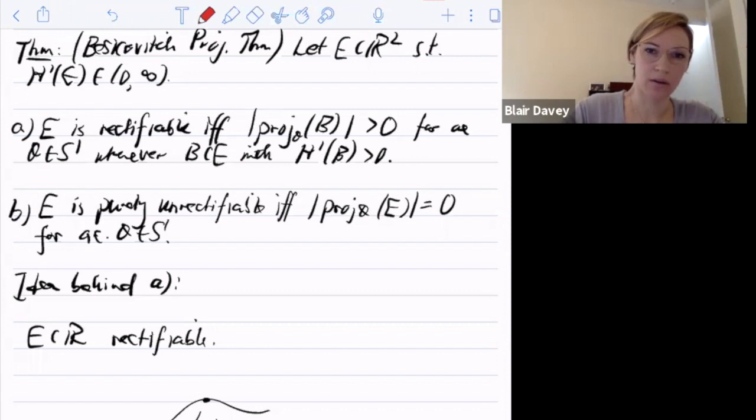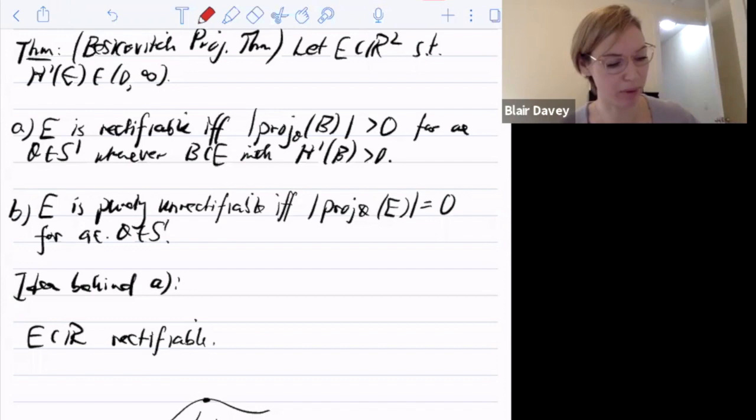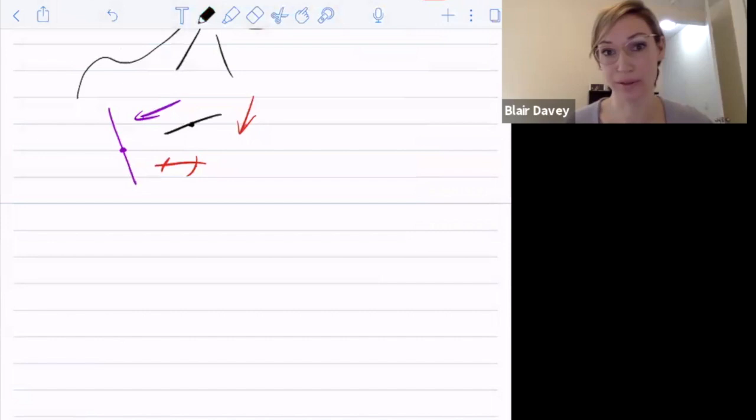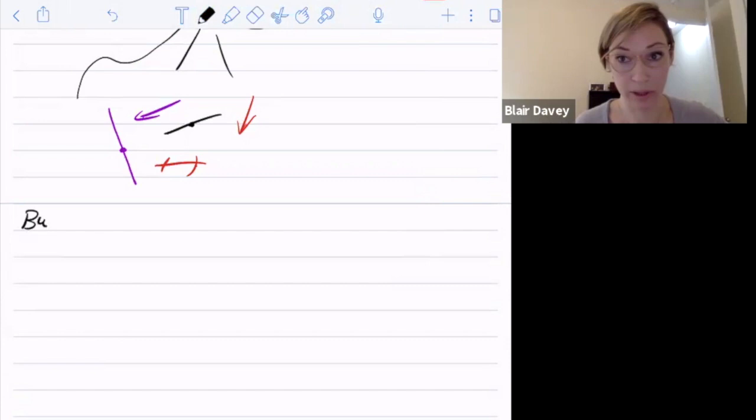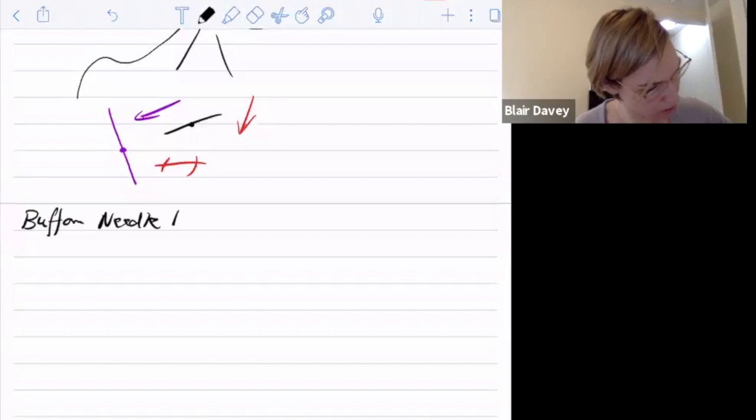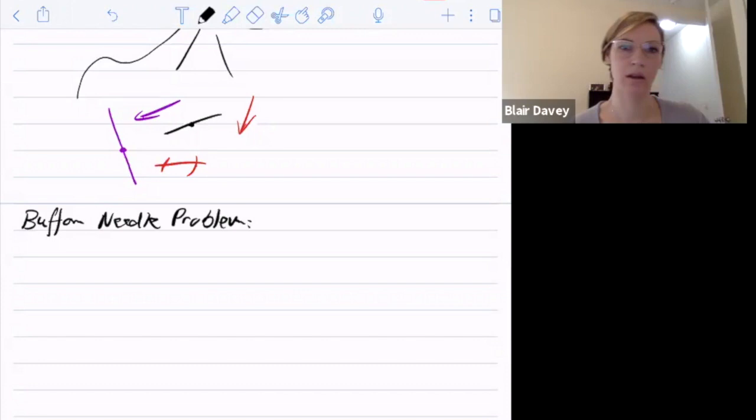Okay, so I want to now take a more probabilistic look at, a different viewpoint on, this theorem. I want to tell you about the Buffon needle problem. This is the probabilistic Buffon needle problem. I'm going to take a subset E of the unit square.